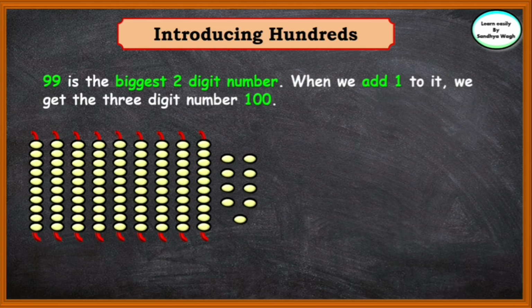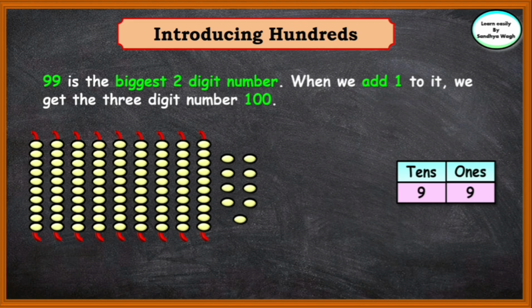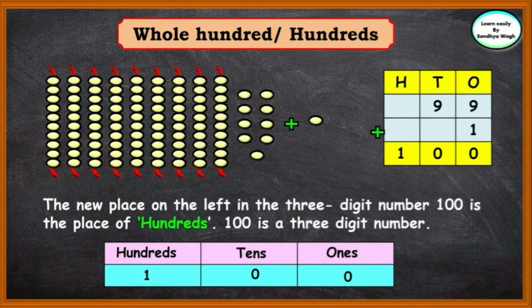And children, number 99 is the biggest two-digit number. And number 99 has 9 ones and 9 tens. And after adding one bead to it, we get 100. And children, number 100 is the smallest three-digit number. The new place on the left in the three-digit number 100 is the place of hundreds. 100 is a three-digit number. In number 100, there are 0 ones, 0 tens and 1 hundred.